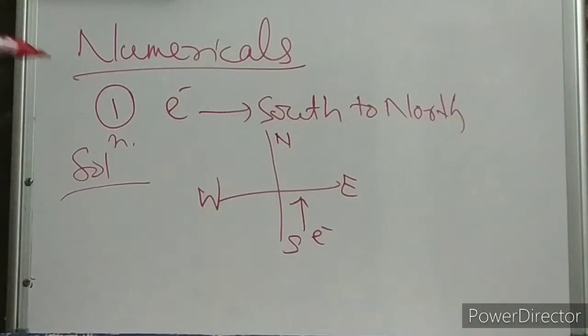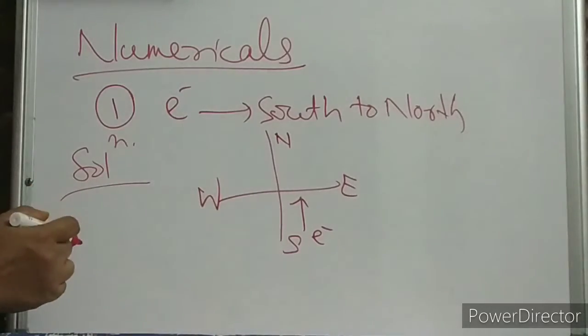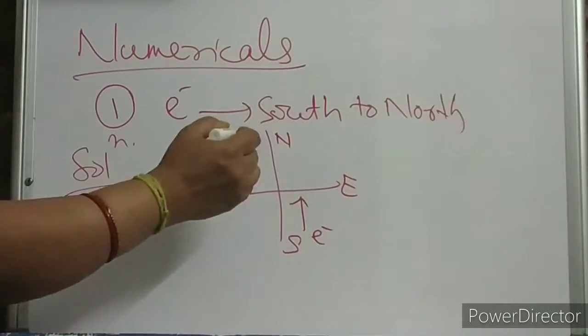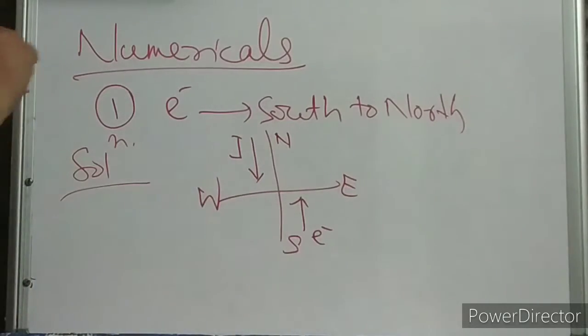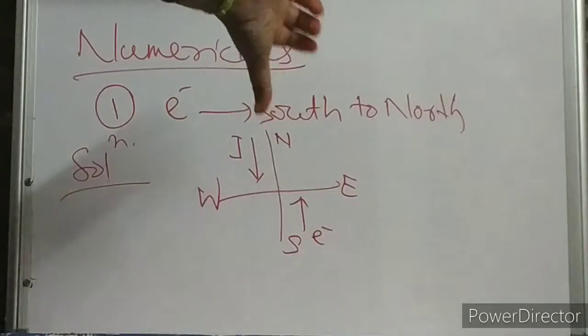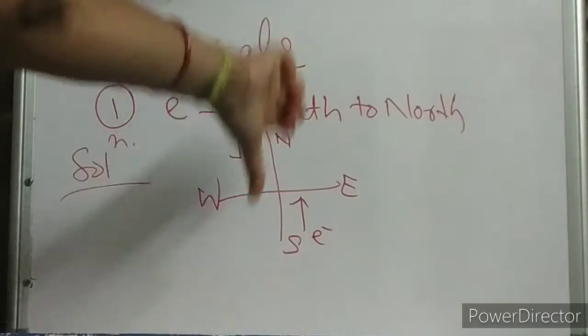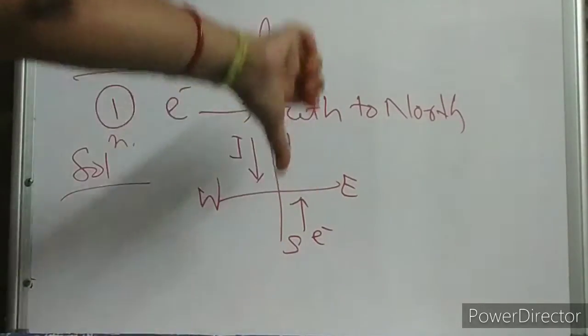And we know electron is moving from south to north, so what is the current direction? It will be opposite. Conventional current direction will be opposite. So this is your current direction. And it is asking the direction of the magnetic field. So which rule? You will use the right hand thumb rule. How will you do? Thumb in the direction of the current. So this is the direction of the current, north, south.